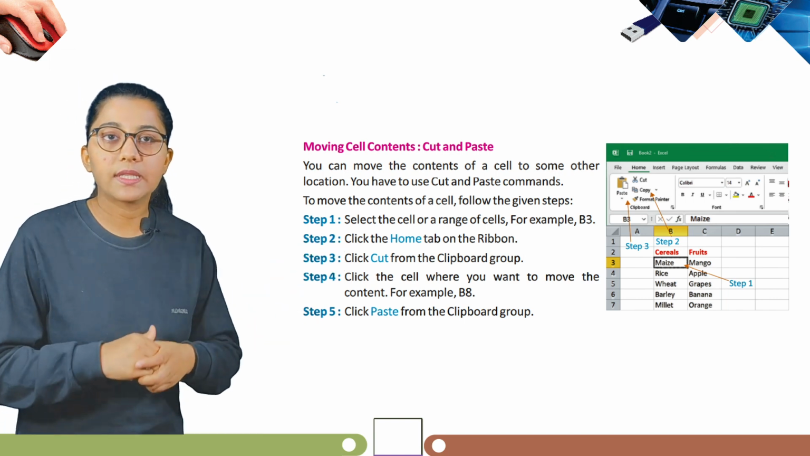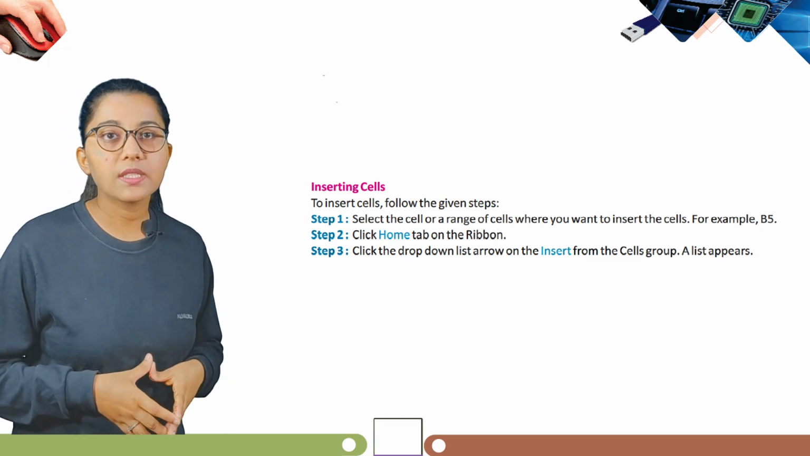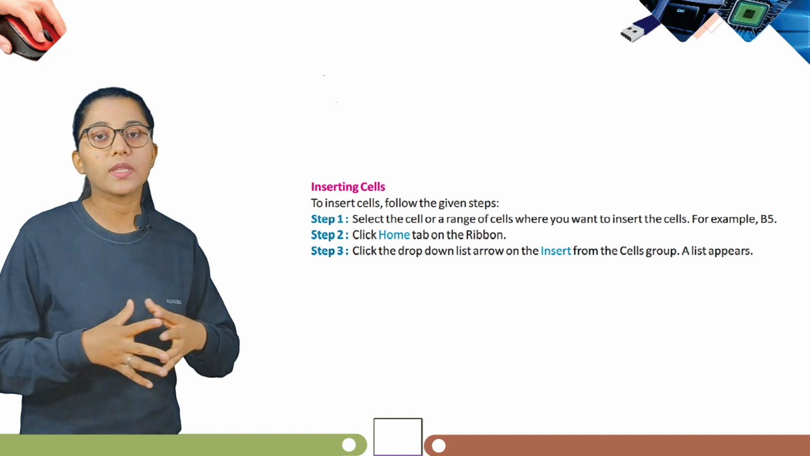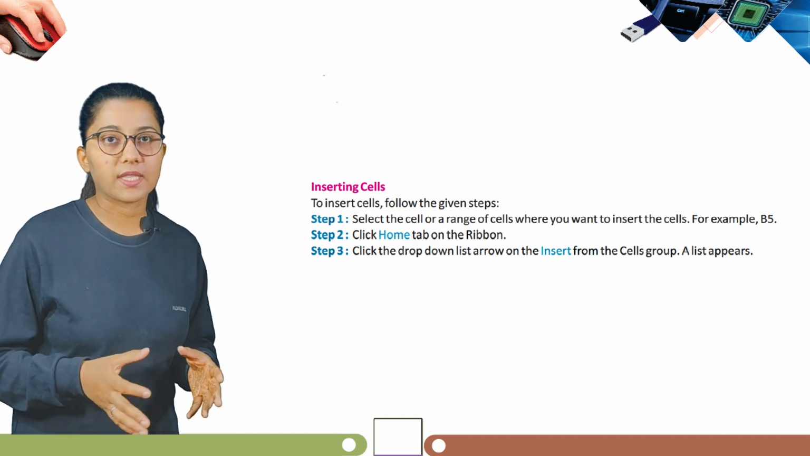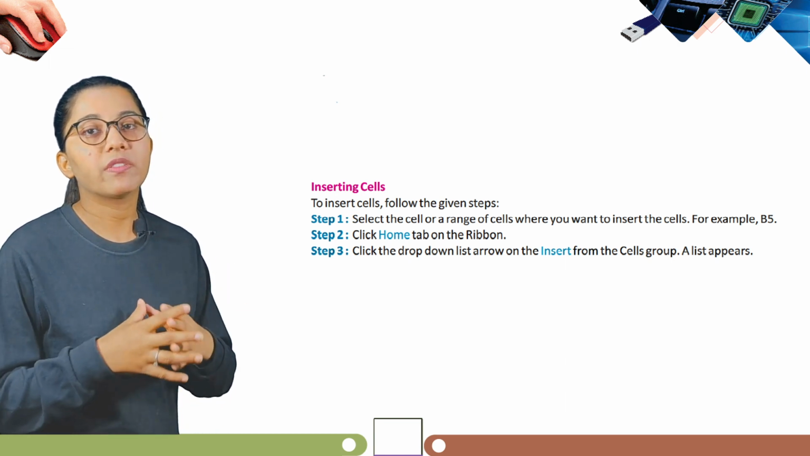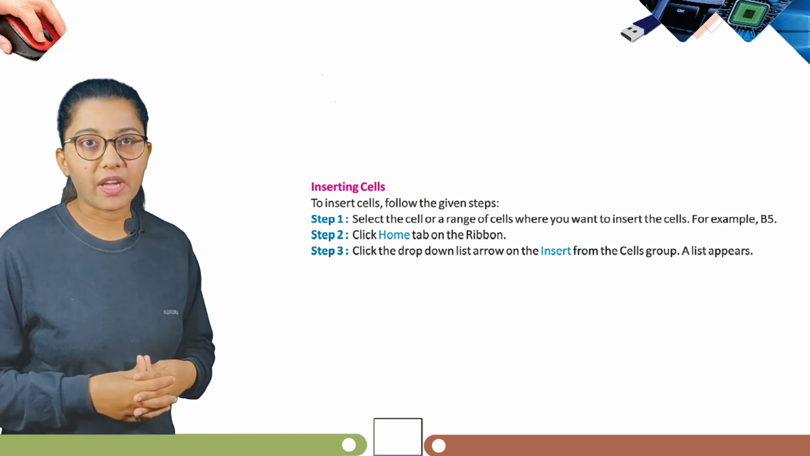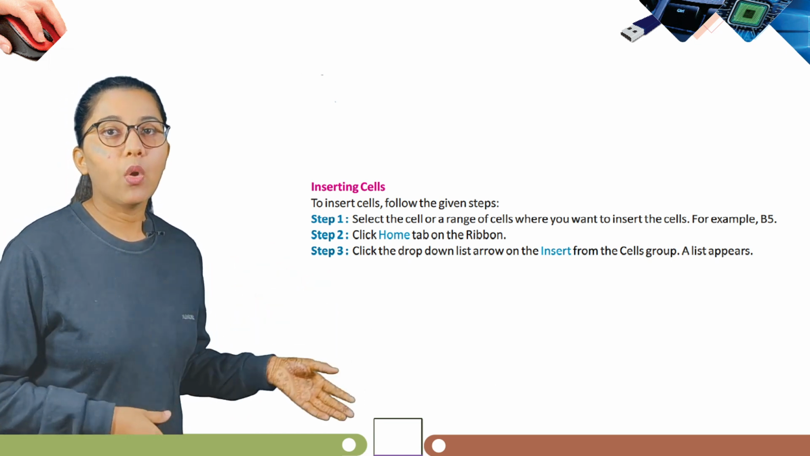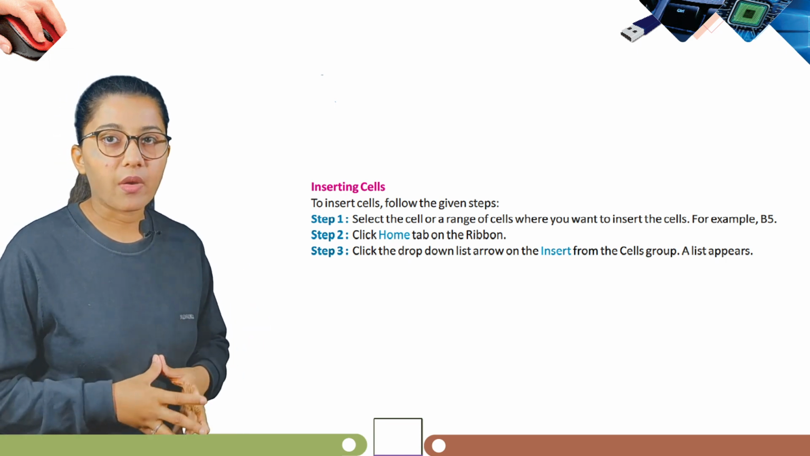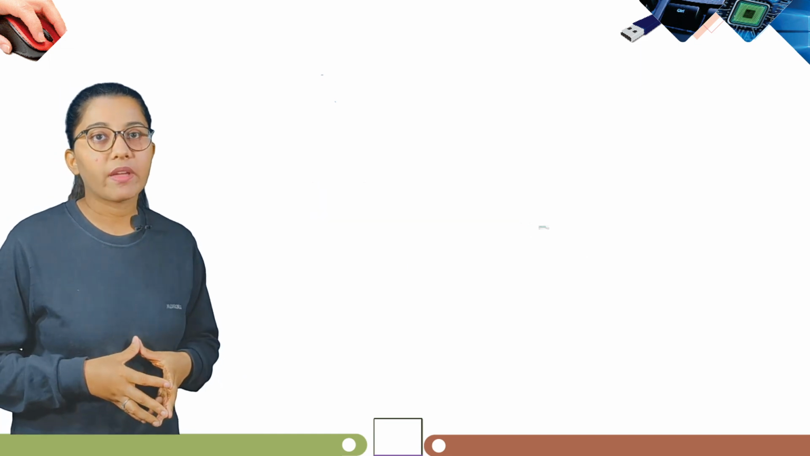Now students, let's learn about inserting cells. To insert cells, follow the given steps. So you have to follow some steps if you want to insert cells in Microsoft Excel. Our step 1 is select the cell or a range of cells where you want to insert the cells, for example B5. Step 2, click the Home tab on the ribbon. Step 3, click the drop-down list arrow on Insert from the Cells group. A list appears.